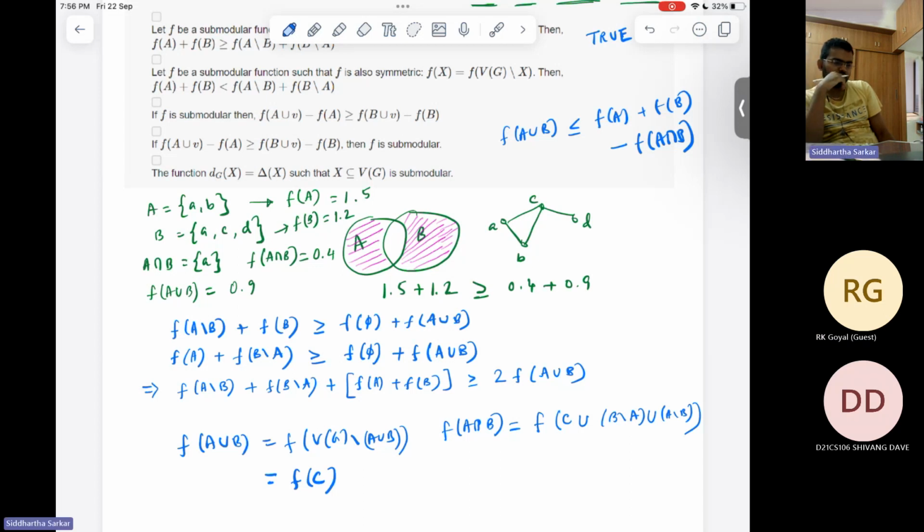Using the symmetric property. Probably some very small thing is missing, which otherwise is not difficult to see. So it says that the function value of A is the function value of the complement of A.